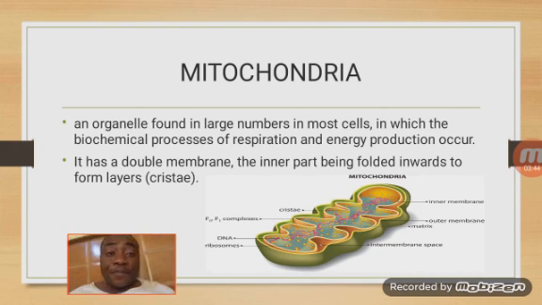The mitochondria. You can refer to it as a powerhouse because it's one of the organelles where respiration takes place, and it's the source of energy. This is where energy is produced inside the cell. In order for your cell to perform other functions, you need energy, and the energy is produced inside the mitochondria. It is an organelle found in large numbers in most cells in which the biochemical process of respiration and energy production occurs. It has a double membrane, the inner part being folded inwards to form layers of cristae.